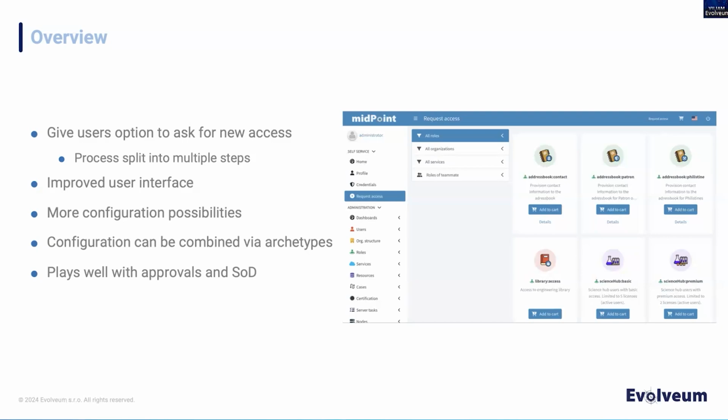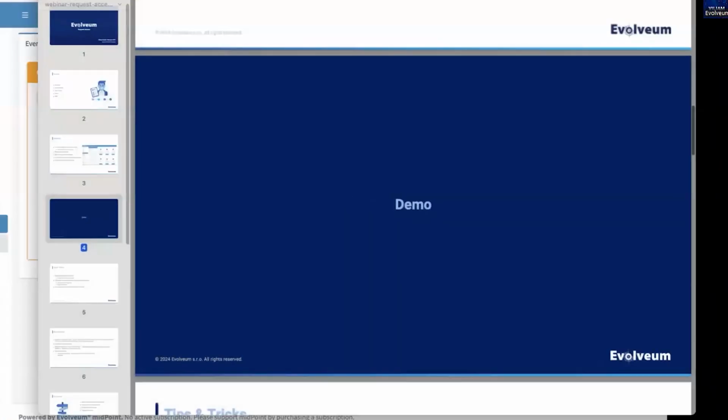The configuration currently can be different for each user, for different users. There are some defaults that can be defined globally, but for each user, it can be configured specifically if necessary, for example, via archetypes or via roles. This request access wizard also plays well with approval processes and segregation of duties. Let's go for the demo, since this will be mostly hands-on.